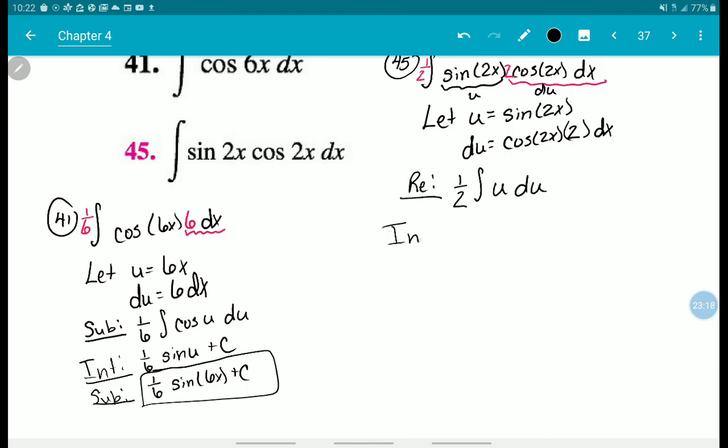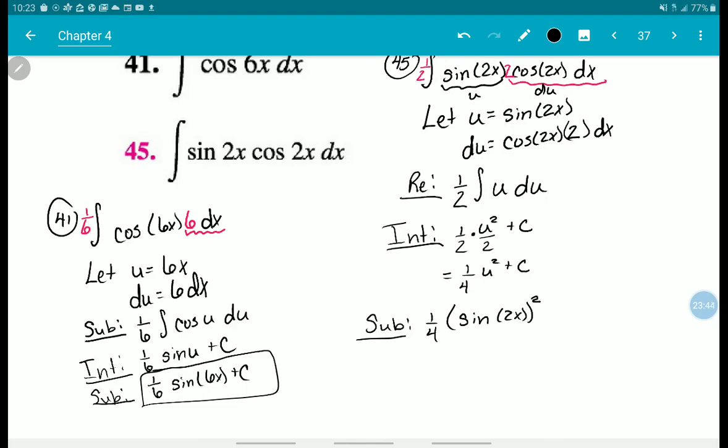So if we integrate, this becomes u squared over 2 plus c. And that's 1/4 u squared plus c. So then if we sub back in, we have 1/4 sine of 2x, and that's quantity squared plus c. And we're used to seeing a sine squared written this way. So there's our final answer.